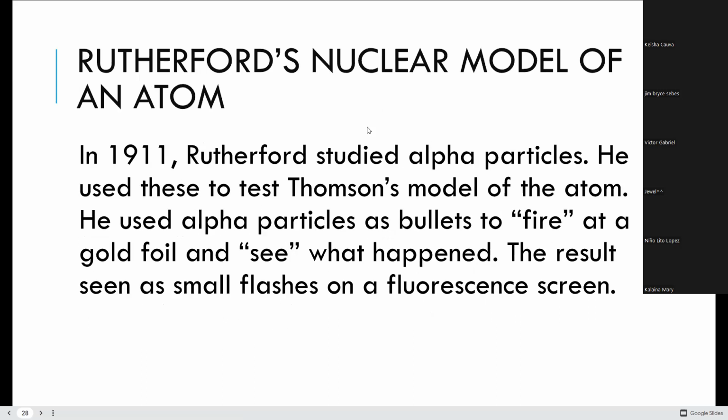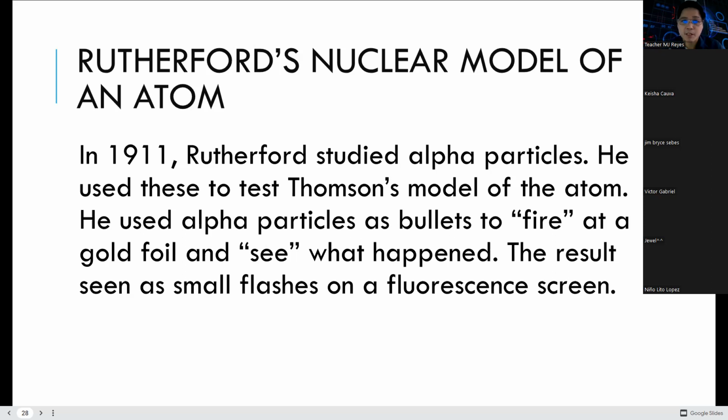Okay, let's take a look at Rutherford's nuclear model of an atom. He used this to test Thomson's model of an atom. J.J. Thomson's model of an atom is the one that looks like a plum pudding. Are you familiar with plum pudding? Raisin bread, a bread with a lot of raisins inside. So that is actually the concept of J.J. Thomson. Rutherford used alpha particles as bullets to fire at the gold foil and see what happened.